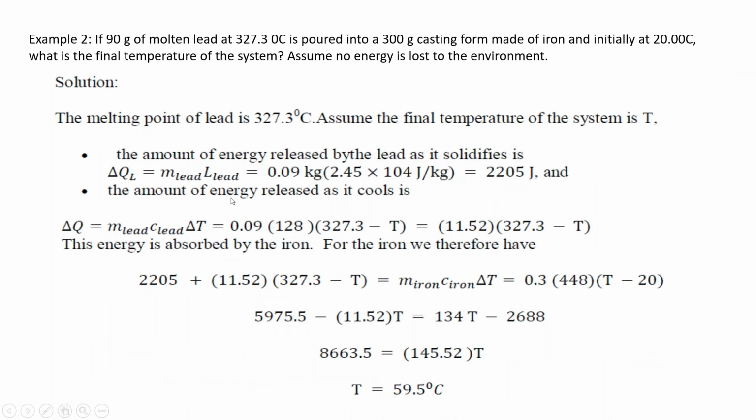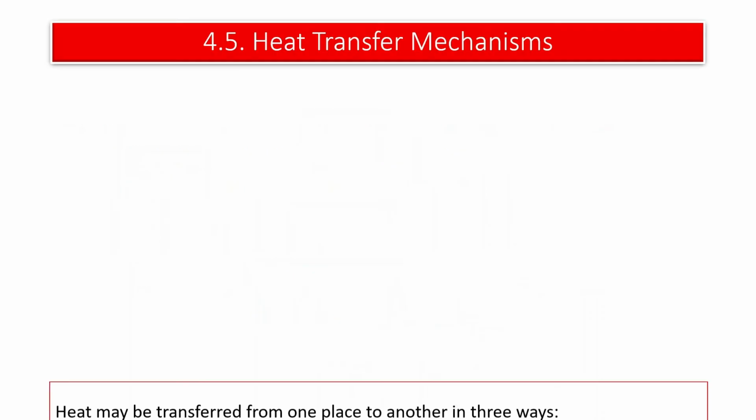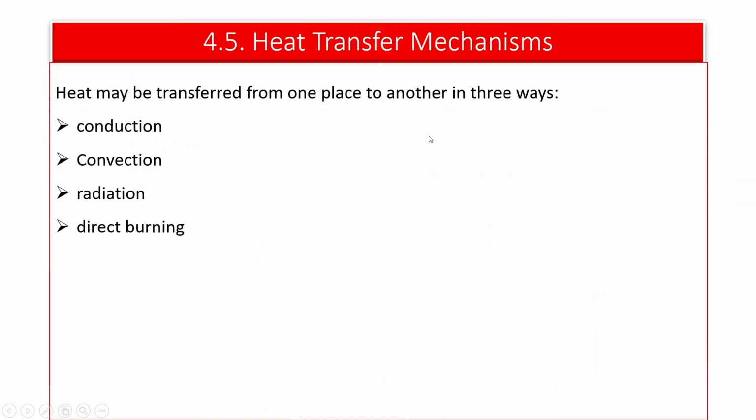So the next one is an example related to the previous one, and the other one is regarding heat transfer. 4.5 is heat transfer mechanism. Heat may be transferred from one place to another in three ways. The first one is conduction, convection, and radiation. These are the most known forms or mechanisms for heat transfer. There is also a consideration in direct burning.